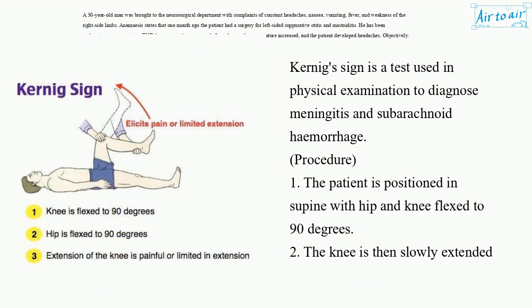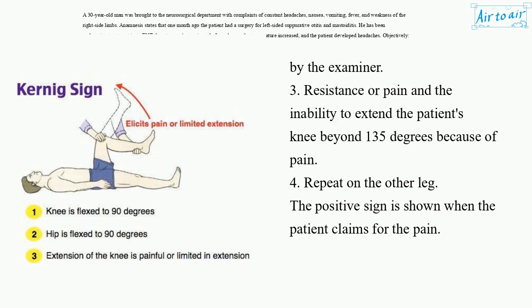Kernig's sign is a test used in physical examination to diagnose meningitis and subarachnoid hemorrhage. Procedure: 1. The patient is positioned in supine with hip and knee flexed to 90 degrees. 2. The knee is then slowly extended by the examiner. 3. Resistance or pain and the inability to extend the patient's knee beyond 135 degrees because of pain. 4. Repeat on the other leg. The positive sign is shown when the patient complains of the pain.